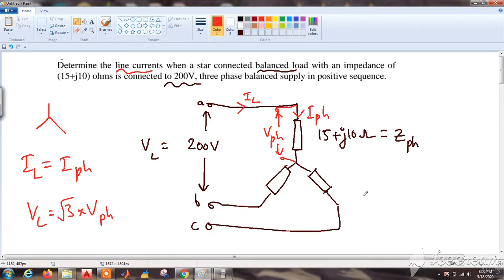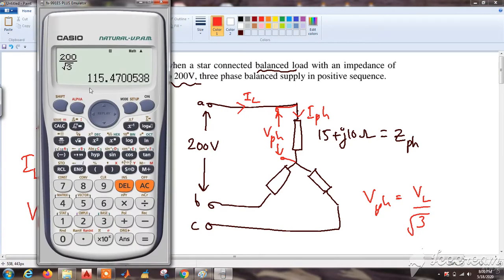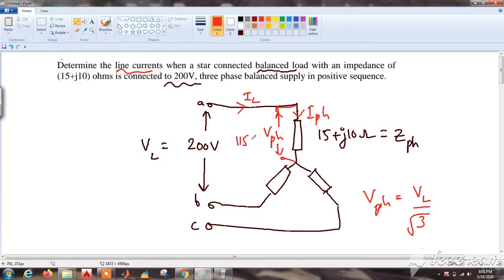From here we get phase voltage equal to line voltage by root 3. So 200 by root 3 gives us 115.47 volts. So phase voltage is 115.47 volts. And please note that you can also write this line voltage as VAB, because it is the line voltage between line A and line B.